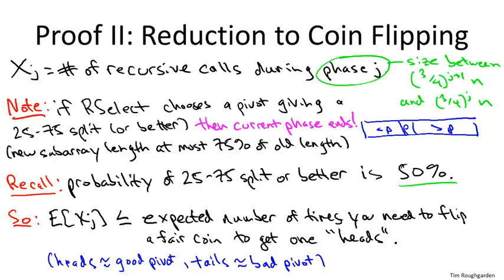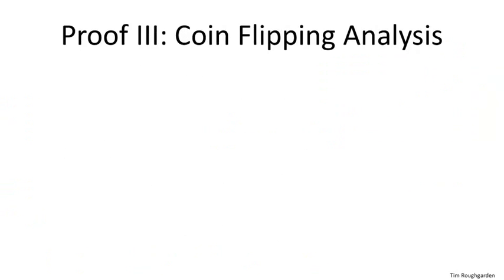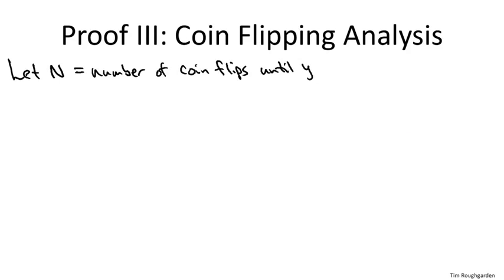So what have we accomplished? We've reduced the task of upper bounding the expected number of recursive calls in a phase j to understanding the expected number of times you have to flip a fair coin before you get one heads. So on the next slide, we'll give you the classical and precise answer to this coin flipping experiment. Let me use capital N to denote the random variable we were just talking about, the number of coin flips you need to do before you see the first heads. It's not very important, but you should know that these random variables have their own name. This would be a geometric random variable with parameter 1/2.